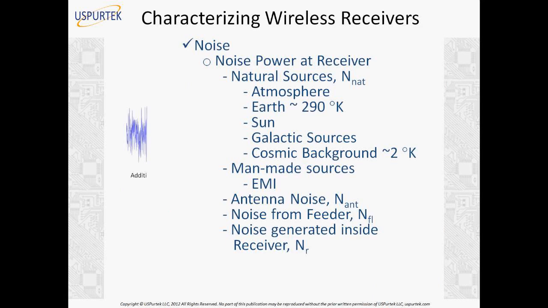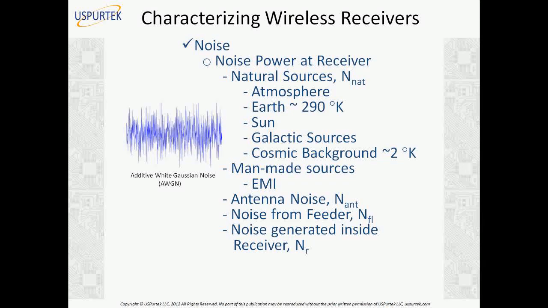Now next is the noise. We have seen this before. Receivers are susceptible to noise. The noise could come from various sources. It could come from the atmosphere. It could come from the earth, for which we take a reference temperature of 290 degrees Kelvin. It could be coming from the sun, from galactic sources, from cosmic background. There could be man-made sources of noise too, the EMI, electromagnetic interference. And the antenna could generate its own noise too, right? Noise could come from the feeder line, the feeder losses, and the noise generated inside the receiver.